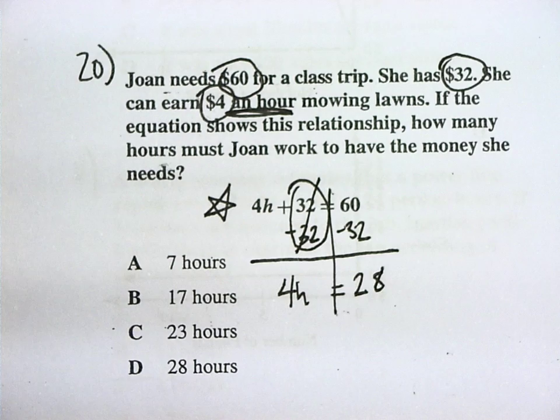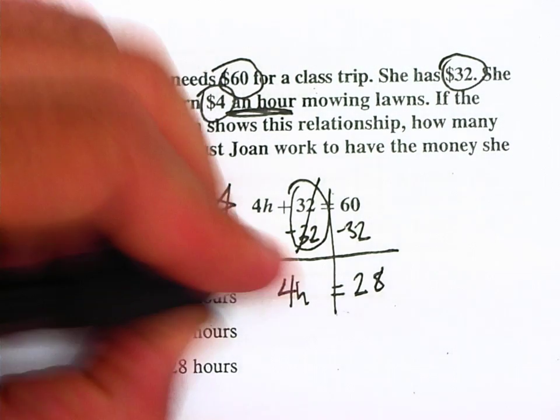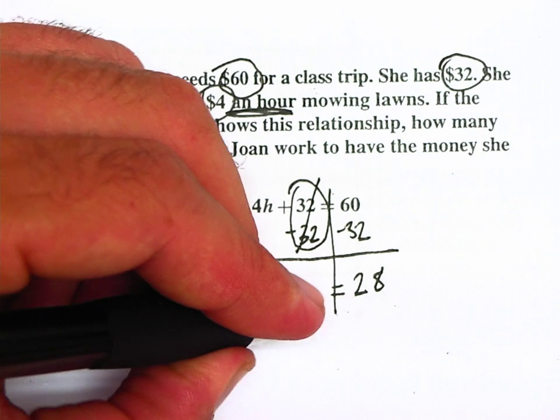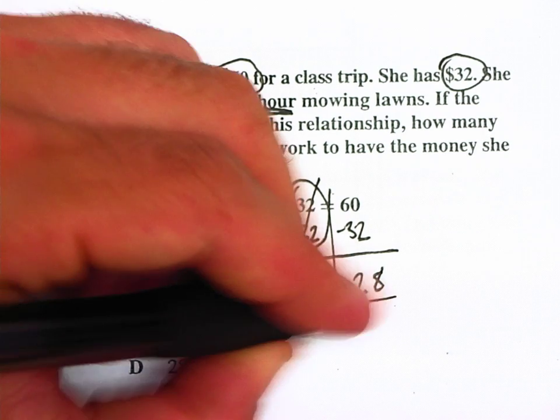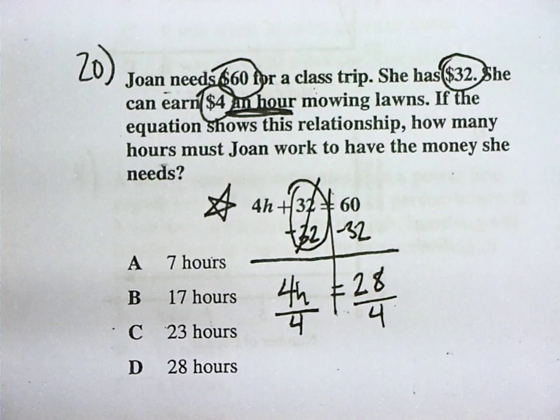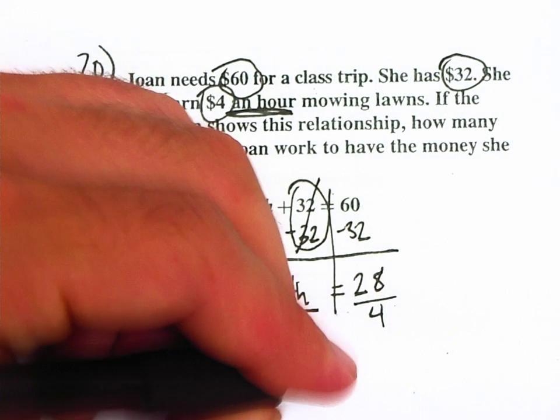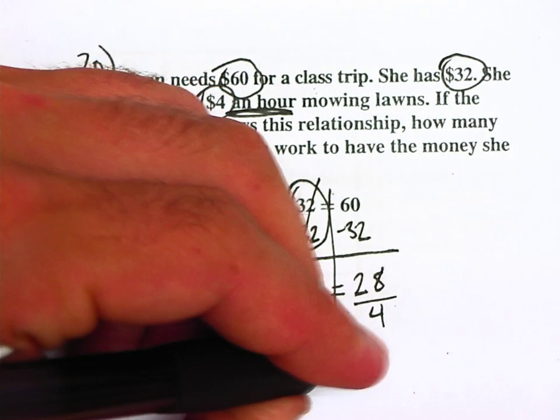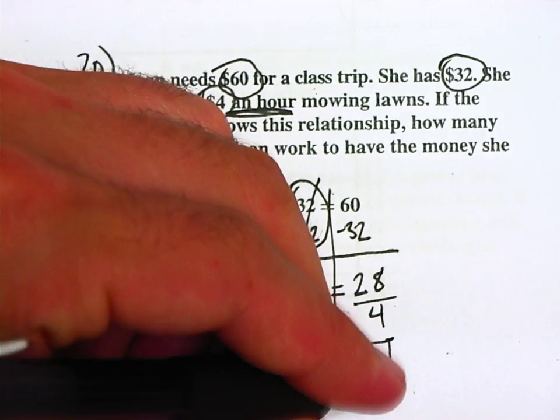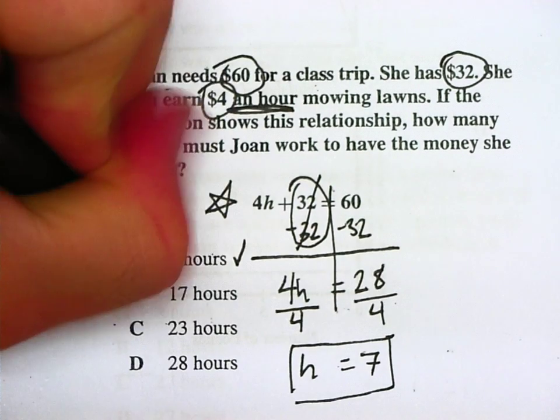That's the first step. But the second step is to cancel the coefficient. Since it's 4 times h, you need to divide both sides by 4. And h is equal to 28 divided by 4. That's 7. And the answer was 7 hours.